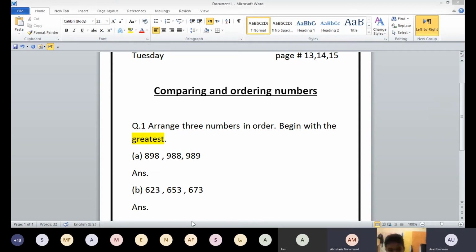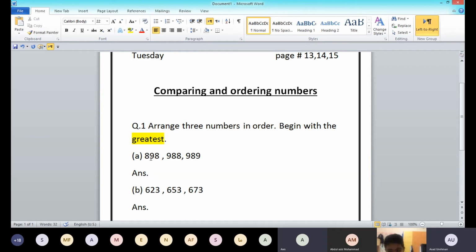Alright, class, yes class. What we are going to do now, we are going to write the answers of this. We have to arrange these numbers and we have to begin with greatest. So I will check here first the hundreds position. This is 8 and this is 9, right? So 9 is greater than 8. That means this is the smaller one. This is also having 9. This is also having 9.